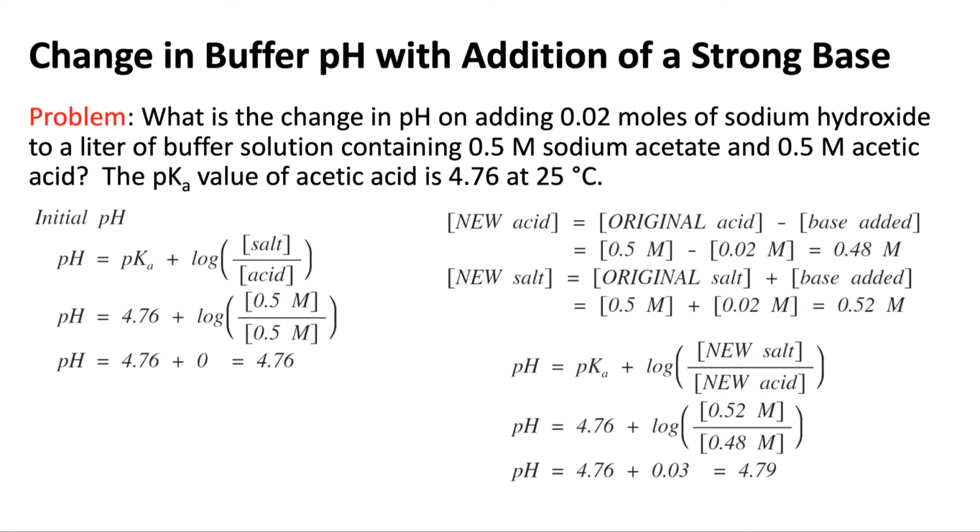The question asked, what is the change in pH? So our last step is to take where we ended up, which was the 4.79, and subtract where we started from, which was the 4.76, and see that we had a 0.03 increase in pH as the result of adding the 0.02 moles of sodium hydroxide into this liter of buffer solution. So your final answer in this case would be 0.03 increase in pH.